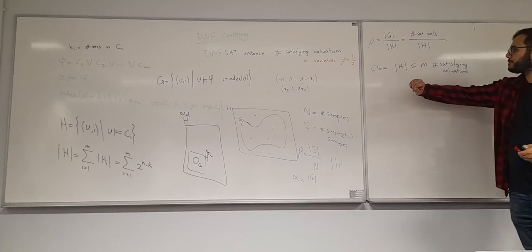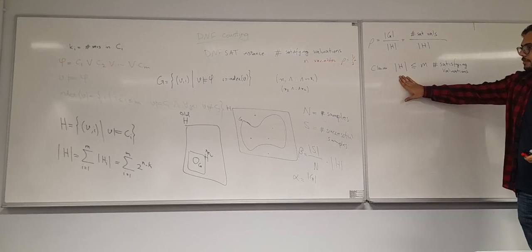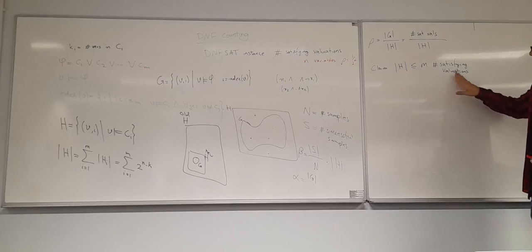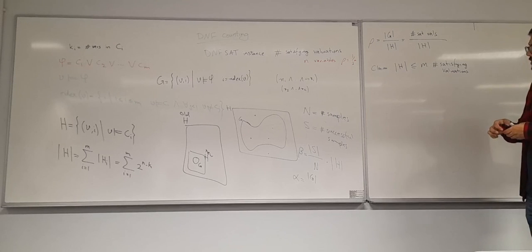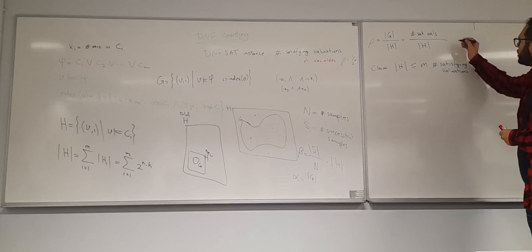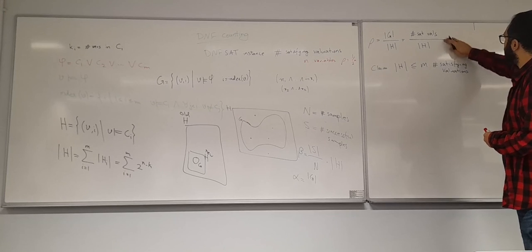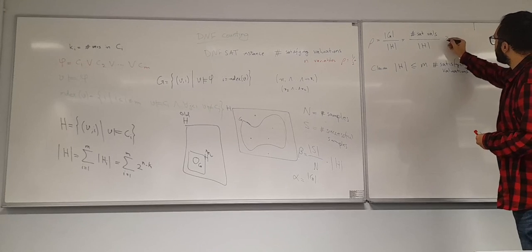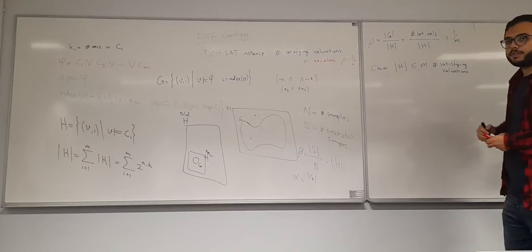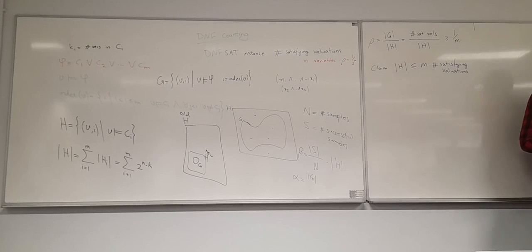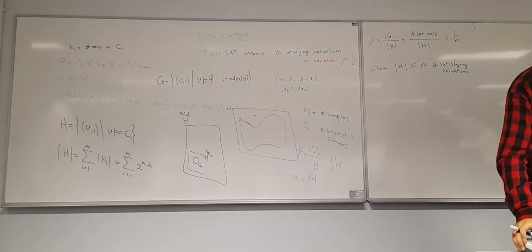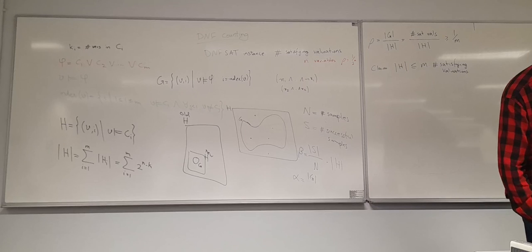Okay, so given that my set H is now at most m times the number of satisfying valuations, this ratio rho is going to be greater than or equal to 1 over m. Okay, so I got a ratio that is 1 over some polynomial. And actually, the polynomial is just linear itself. Okay, let's go back to the analysis that we did.